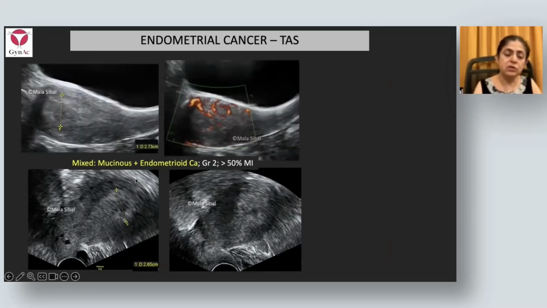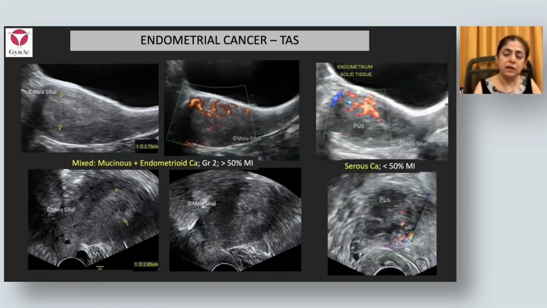Now, in the same patient, you can see the endometrial thickness can also be seen on transabdominal scan, maybe slightly better than transvaginal scan, but the vascular morphology was definitely abnormal, telling us that this is likely to be endometrial cancer.